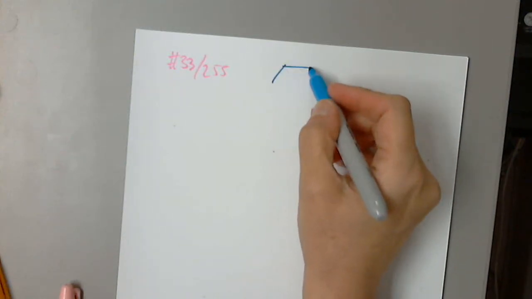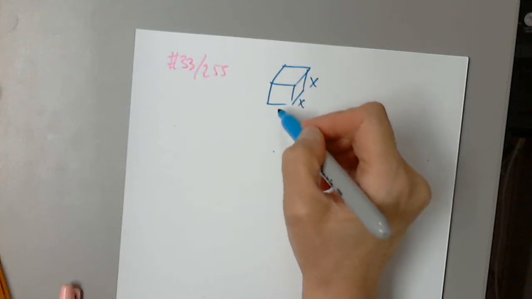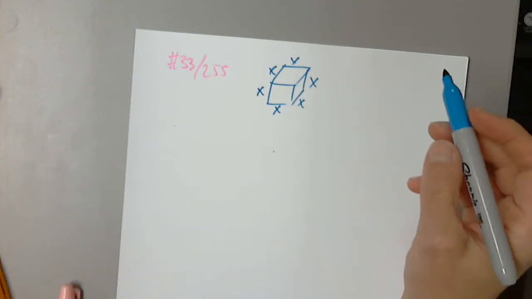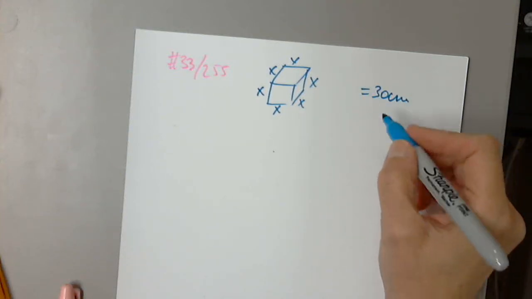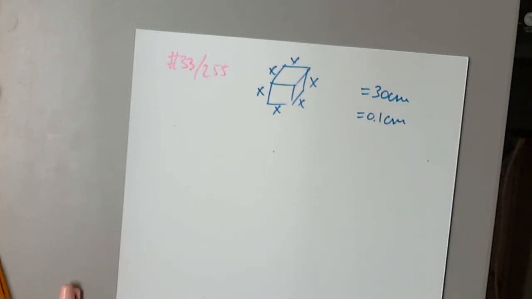Ready? So we read it one more time. It says the edge of a cube. So here's the cube: x, x, x, and so on and so forth. So it was found to be 30 centimeters with a possible error in the measurement of 0.1 centimeter.